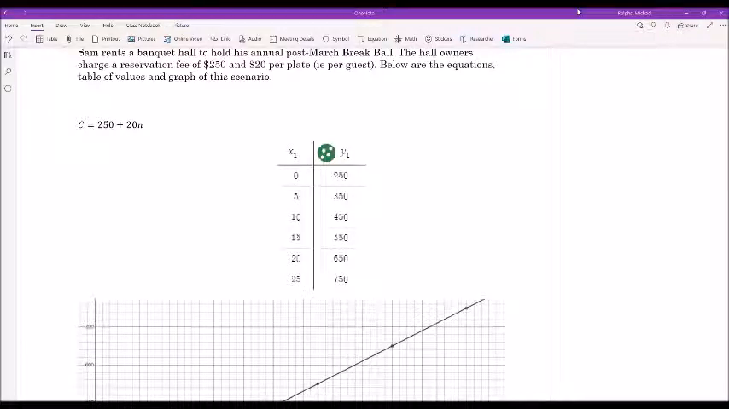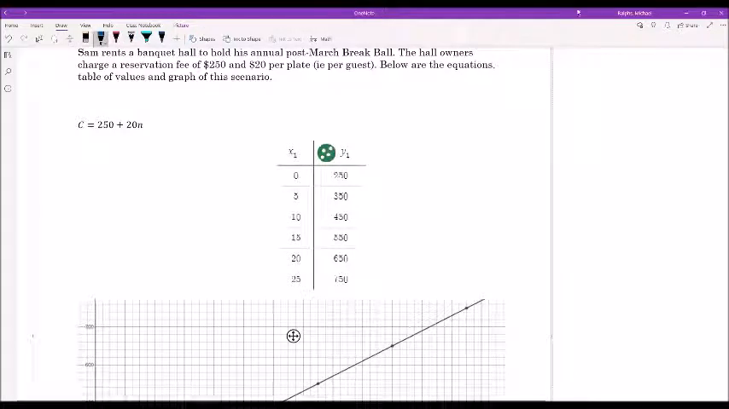Hi, so welcome to part 2 of our lesson on scenarios and chapter 3 concepts, scenarios and graphs, etc.